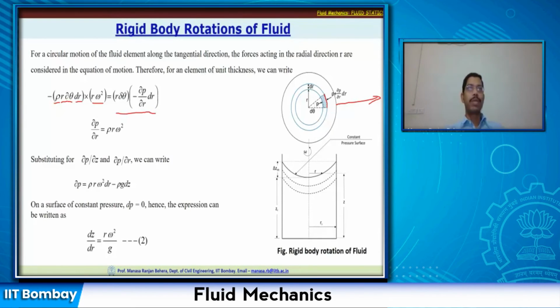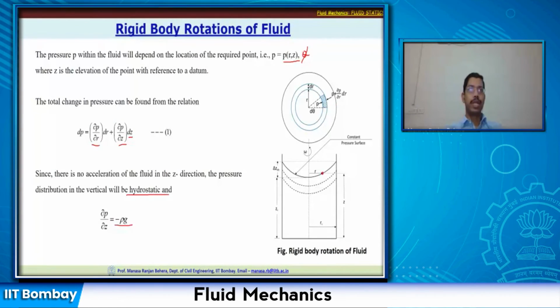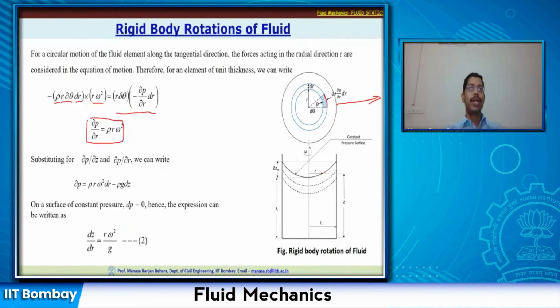Now we have already obtained ∂P/∂Z, and here we have obtained ∂P/∂R. Taking these two parameters, if we substitute the values of ∂P/∂Z and ∂P/∂R in our equation, we can write down the change in pressure is equal to rho R omega square dr minus rho G dz.